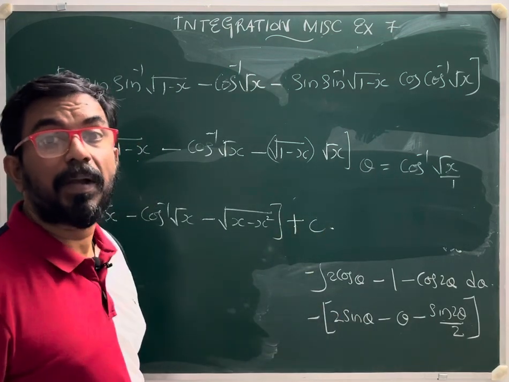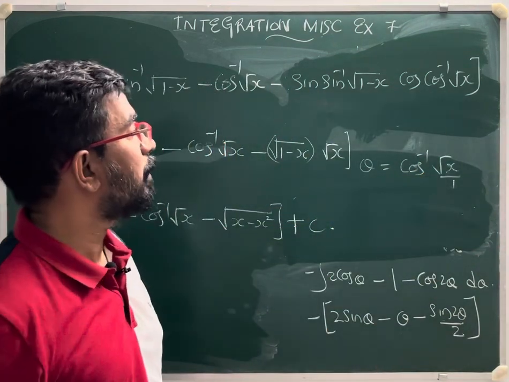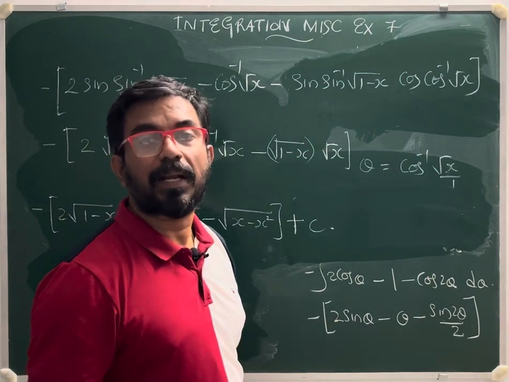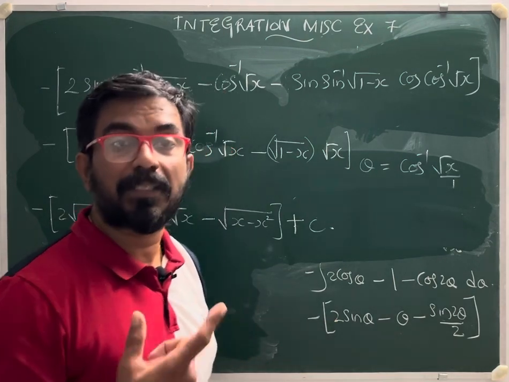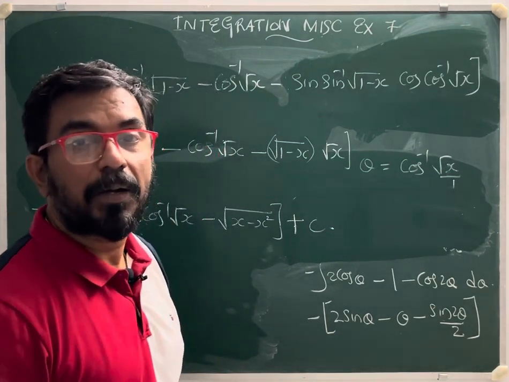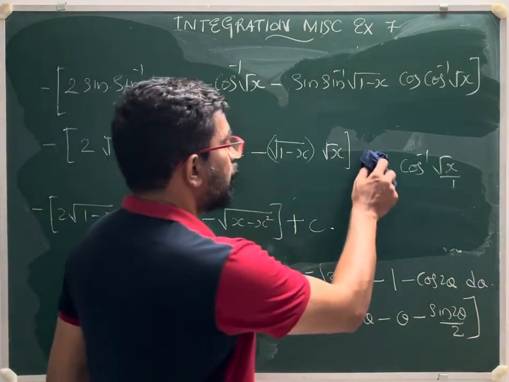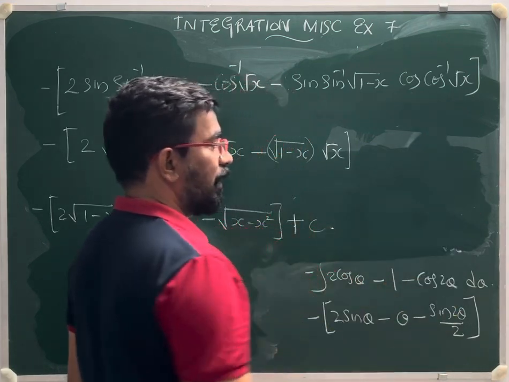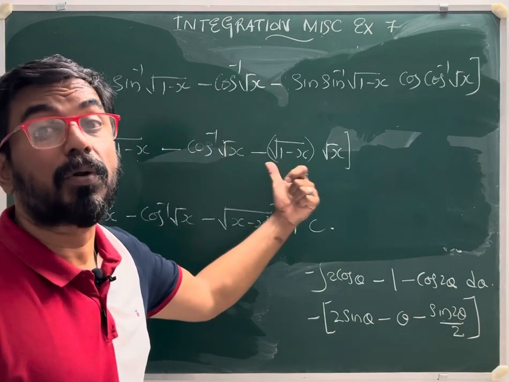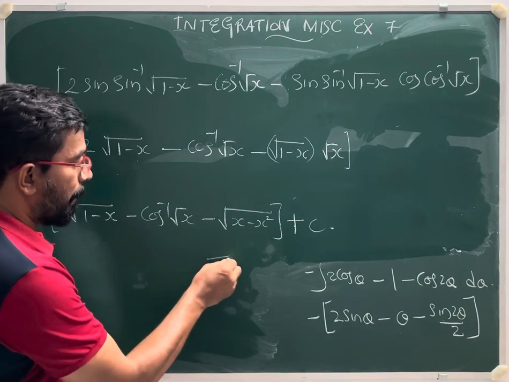Here some of you may find it difficult to replace theta back to x. How you should do it is, please watch properly, using a right triangle: using the idea that adjacent by hypotenuse is cos theta and opposite by hypotenuse is sin theta. Using that idea you will be able to get the answer quickly. We can use either cos inverse root x or sin inverse root of 1 minus x; both are the same. For this particular question we reach the answer.